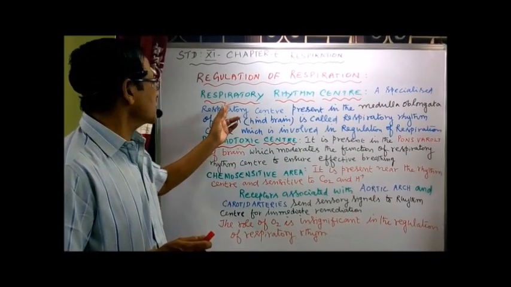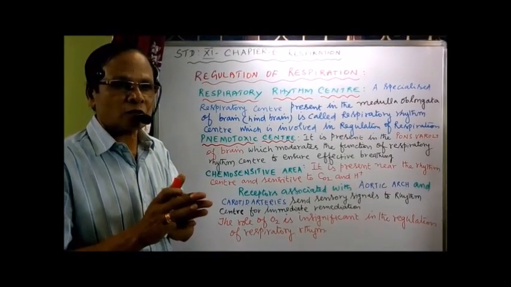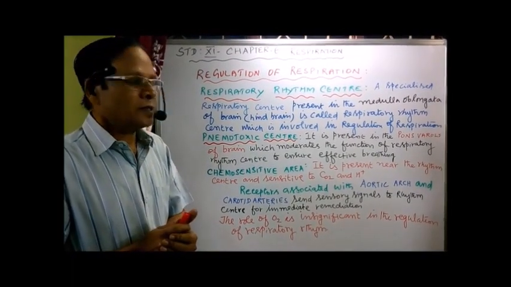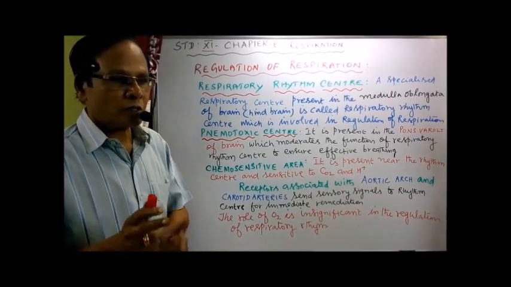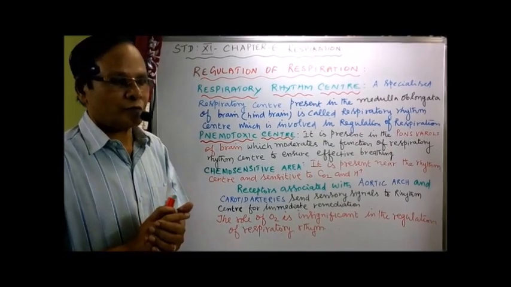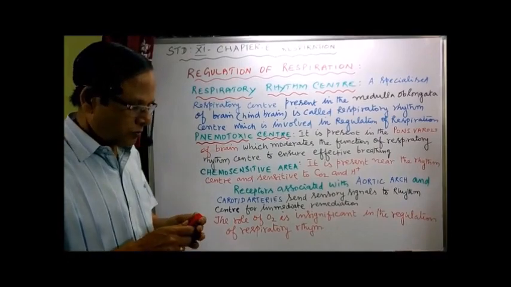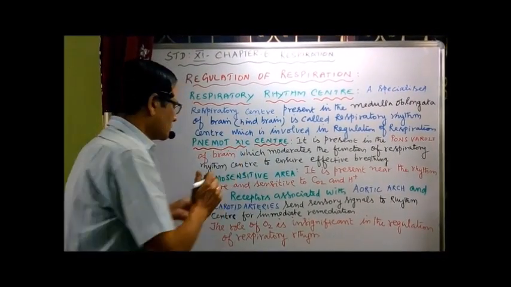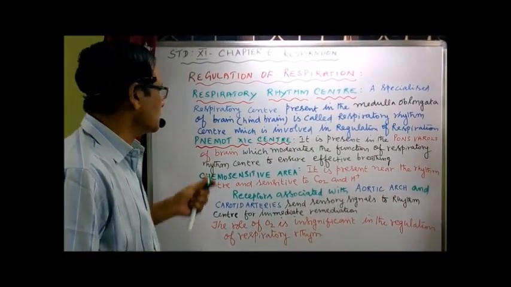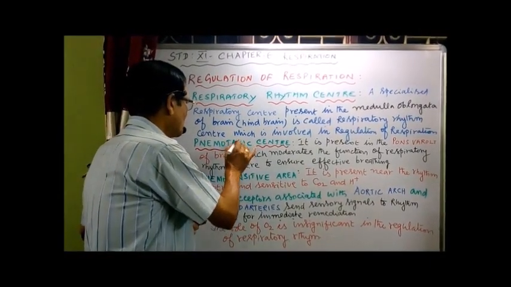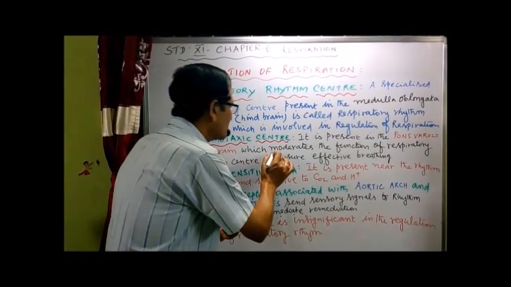Now in the respiratory rhythm center, we have the expiratory center and the inspiratory center, to control inspiration and expiration. Inspiration and expiration are moderated by another center called the pneumotaxic center. Pneumotaxic center, not toxic, pneumotaxic center. It is present in the pons region, the pons varolii of the brain, which moderates the function of the respiratory center.